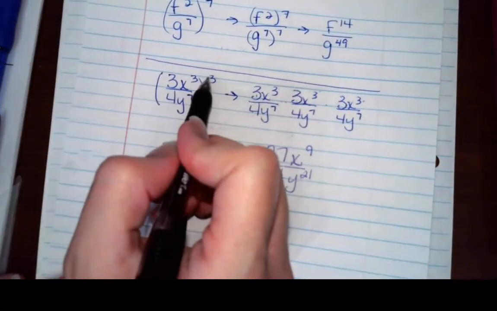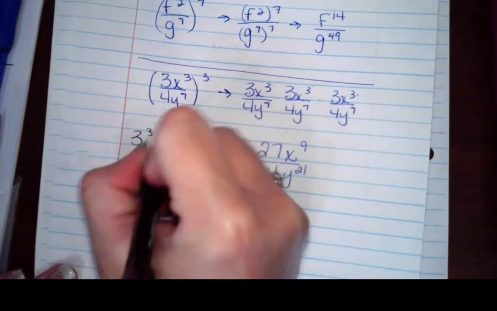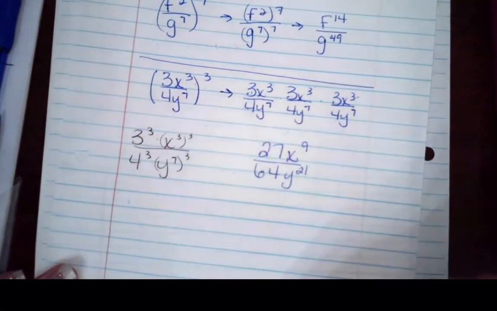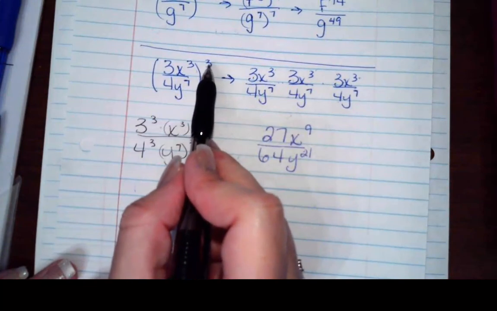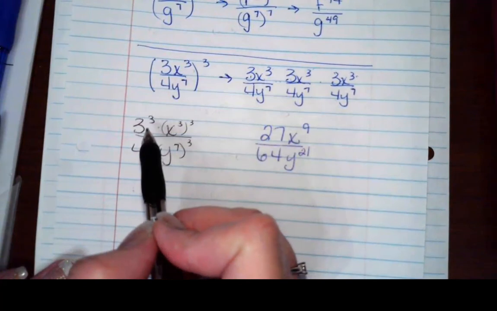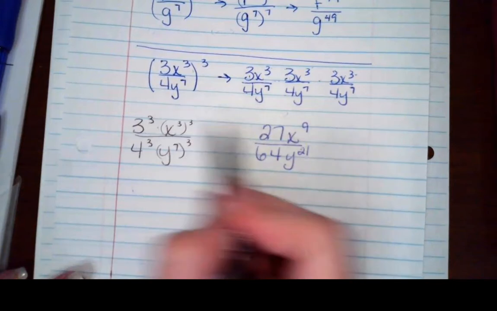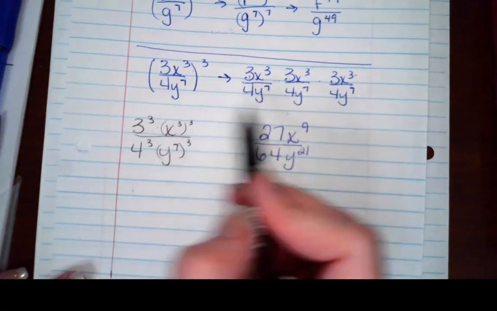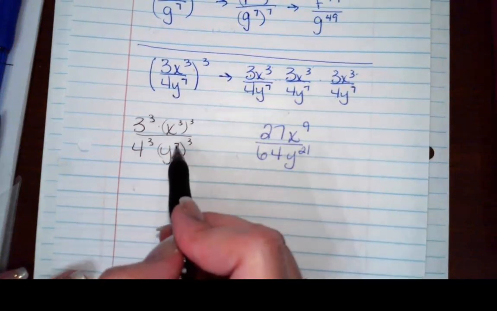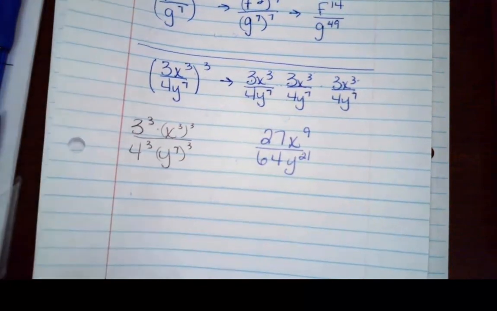So what I could have done was take this 3 raised to the 3, times x to the 3rd to the 3rd, over 4 to the 3rd, and then y to the 7th to the 3rd. So that 3 distributes to every factor inside those parentheses. So I get 3 to the 3rd, x to the 3rd to the 3rd, 4 to the 3rd, y to the 7th to the 3rd. So that gives me my 27. This is a 3 raised to the 3rd, so I get a 9th. This is 64 because it's 4 times 4 times 4. And then I get a 7th to the 3rd, gives me a 21st. Okay, so either way I get the same answer.